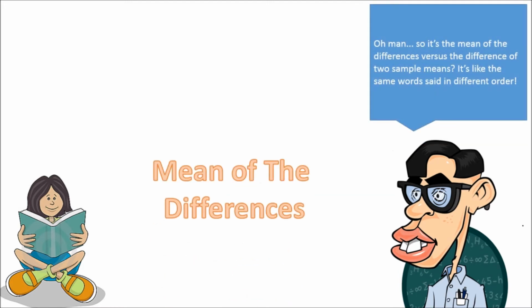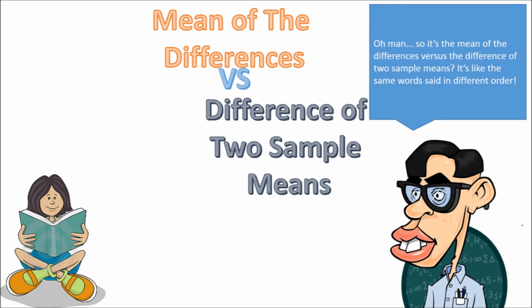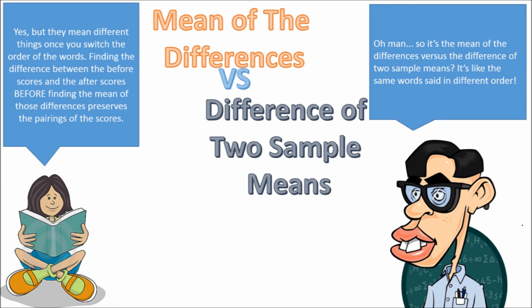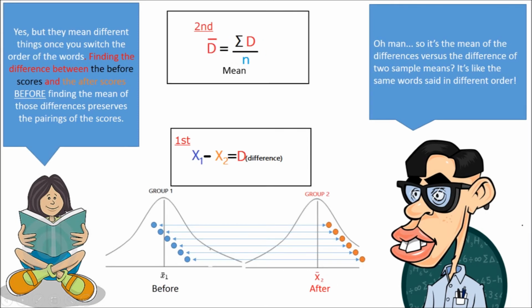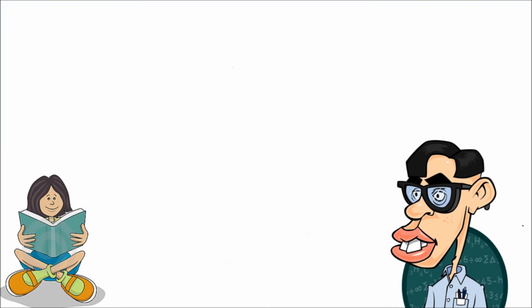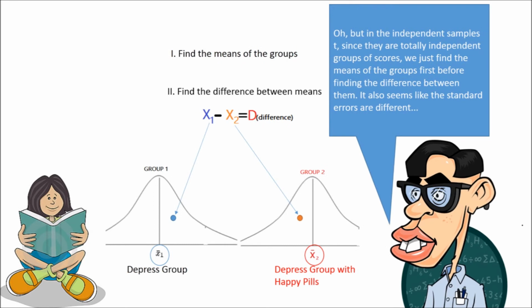So it's the mean of the difference versus the difference of two sample means? It's like the same words said in different order. Yes, but they mean different things once you switch the order of the words. Finding the difference between the before scores and the after scores before finding the mean of those differences preserves the pairing of the scores. Oh, but in the independent samples t, since they are totally independent groups of scores, we just find the means of the groups first, before finding the difference between them.